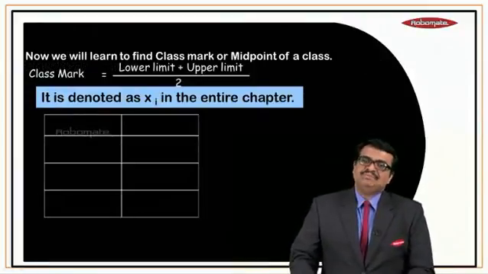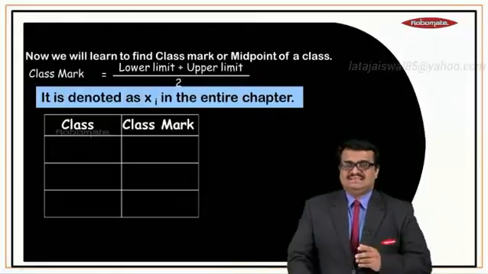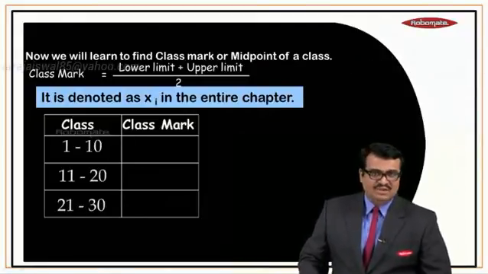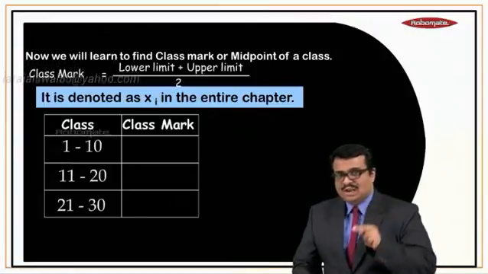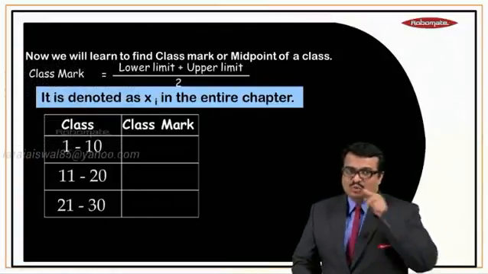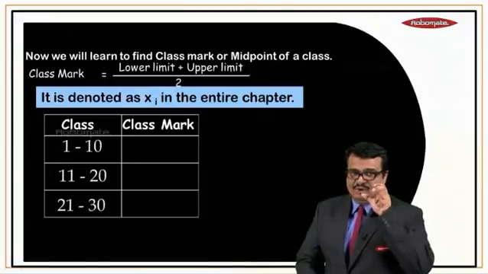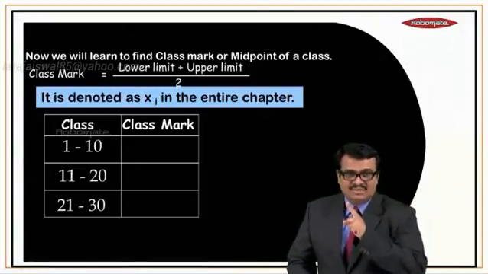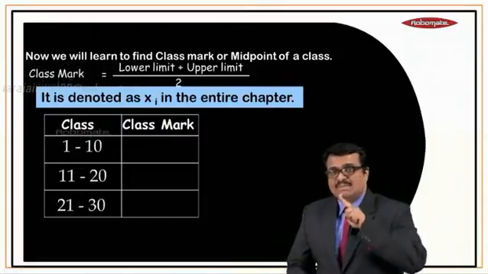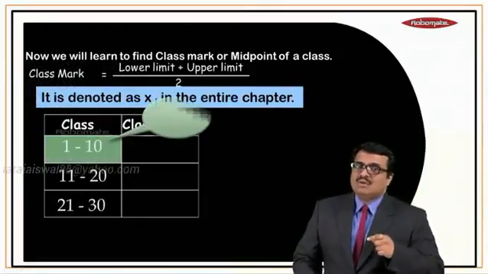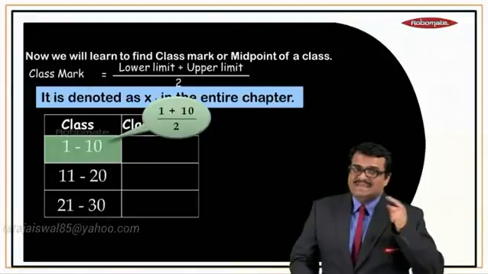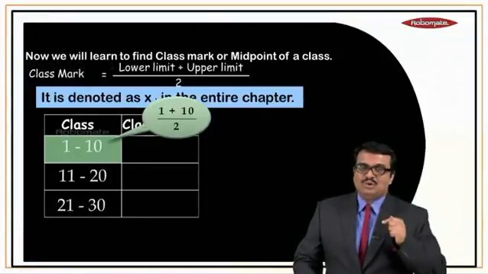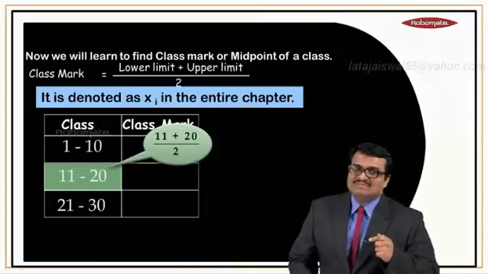Now, suppose these are the classes: 1 to 10, 11 to 20, 21 to 30. And what is the class mark? Lower limit plus upper limit upon 2. If you consider the first class, it is 1 to 10. The lower limit of the first class is 1, upper limit is 10. So lower limit plus upper limit upon 2 means 1 plus 10 upon 2, and 1 plus 10 is 11. 11 upon 2, the value is 5.5.